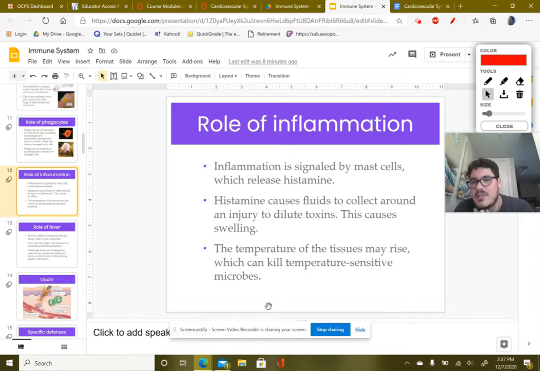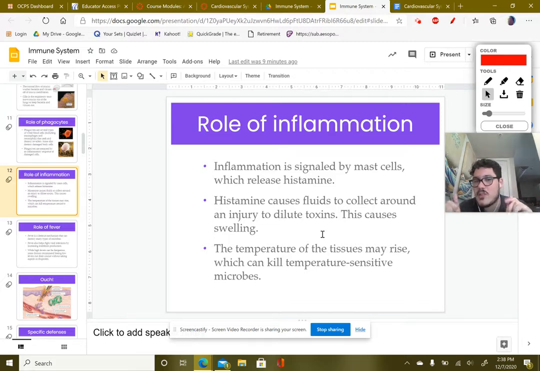Histamine causes fluids to collect around an injury, and it's going to dilute the toxin, so it's going to make the toxin less potent, but it also causes swelling. Swelling is not necessarily a bad thing. Swelling can cause the temperature of the tissue around it to rise, which creates an oven scenario, and that can kill off bacteria and germs and viruses.